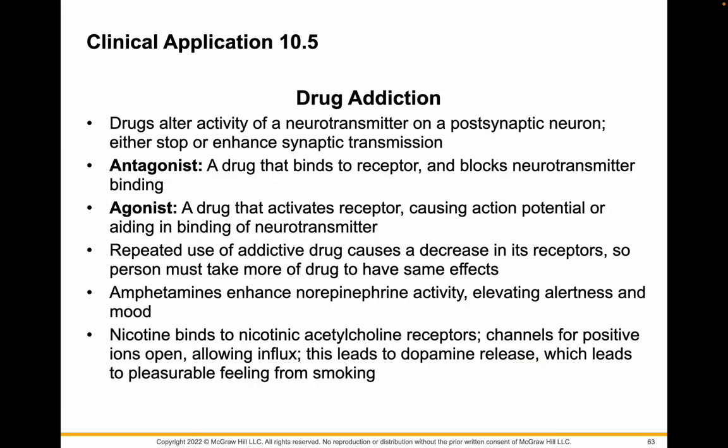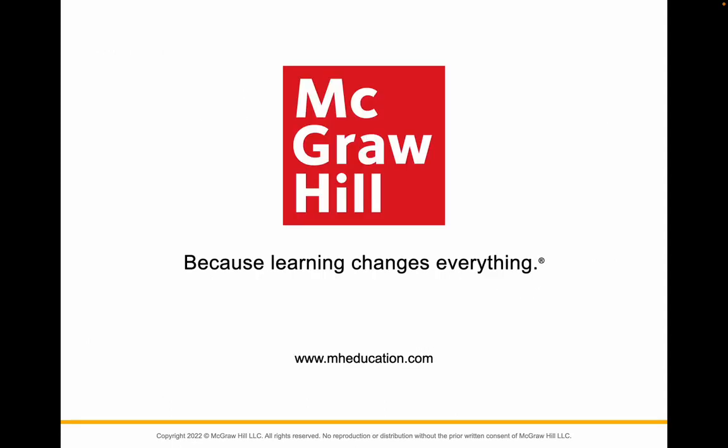So drugs, as we learn, do alter the activity of our neurotransmitters, or enhance them from being released, or stop them from being released. Antagonists are drugs that bind to receptors and block the neurotransmitter. Agonists are drugs that activate the receptors. Nicotine binds to nicotine acetylcholine receptors, and the channels for those ions open, and that leads to a dopamine release and pleasurable feeling. And that is all for that chapter.